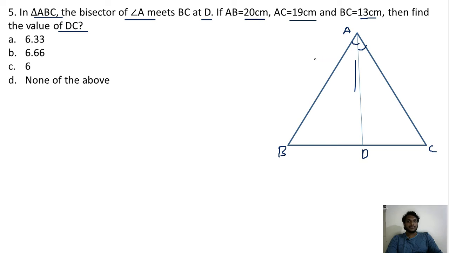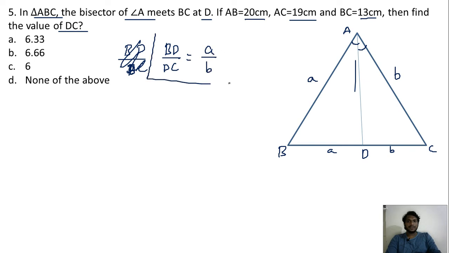If the length of AB is small a and the length of AC is small b, then the point D divides BC in the ratio of a is to b. That is, BD by DC will be equal to a by b. So this is the concept which is used over here.